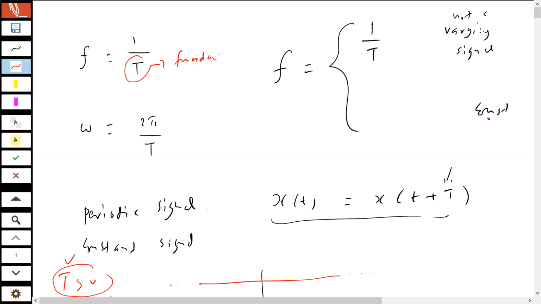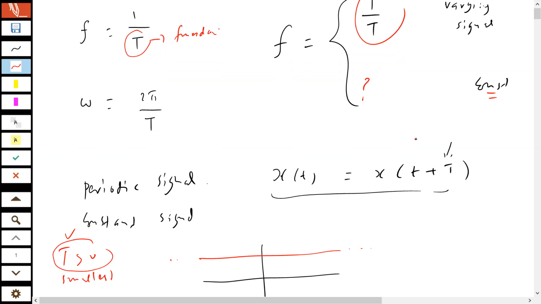So now we are stuck here. We cannot use this formula to write the frequency of a constant signal, but we know the answer. What is the answer here? Sometimes we know the answer without using a formula. Is the frequency of a constant signal 1? No, it is 0. To write 0 here, you don't need any formula. 0 means it doesn't vary. It has no variation.